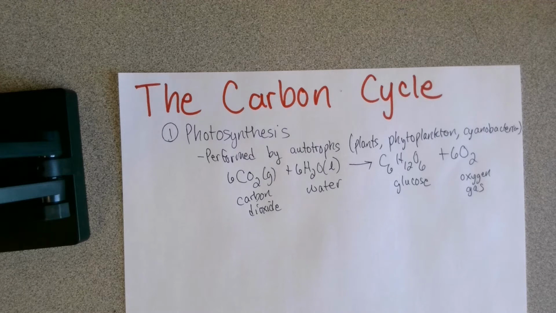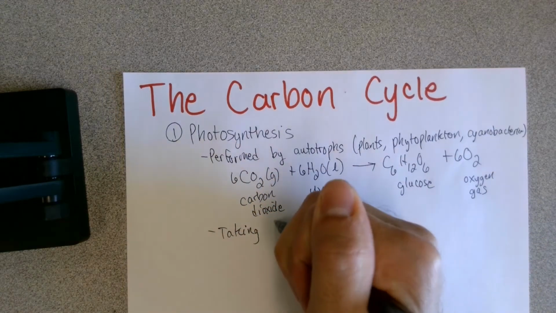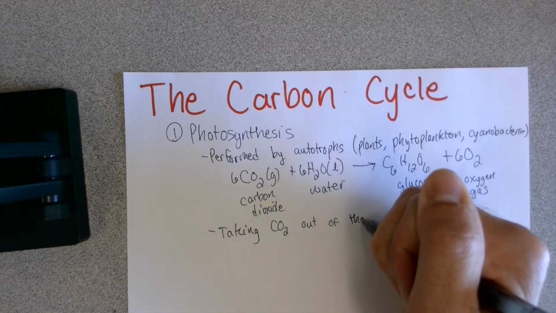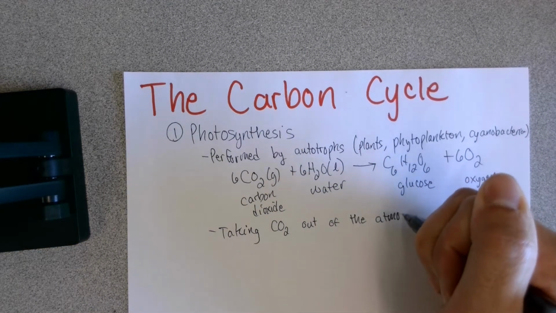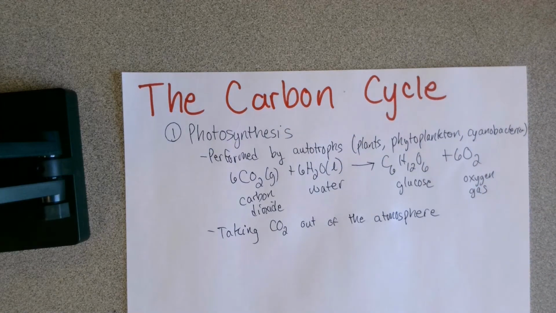So this is taking CO2 out of the atmosphere and putting it into plants and trees and stuff like that. And this is how plants basically make their own food. So this is taking CO2 out of the atmosphere. Okay, and that's pretty much what I want to say about photosynthesis.